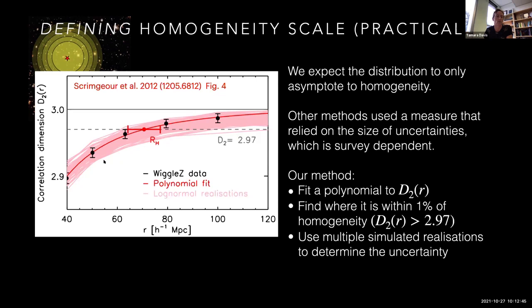So we fit the data with just a polynomial and looked at where that crossed the line where you were within 1% of homogeneity, and then did many realizations of this kind of measurement to get the estimated uncertainty in that measurement. We defined it, rather arbitrarily, as within 1% of D2 being equal to 3 as our homogeneity scale. I'll get into the implications of that in a moment as well.